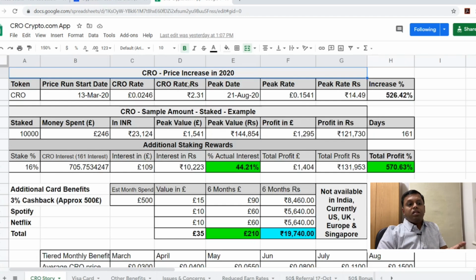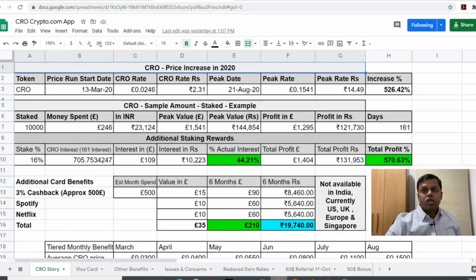So if you add that together with the price increase on your principal investment, it's roughly 570% investment return that we have got just by staking alone, just by keeping the CRO in your crypto.com mobile app, through the staking, the interest and the price increase. So this itself is a huge benefit from a return on investment perspective for anyone looking to invest.